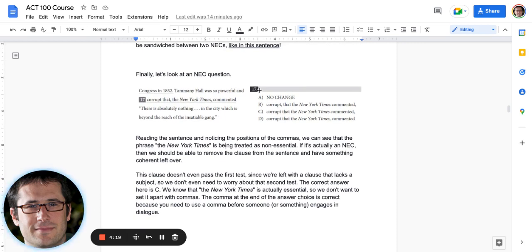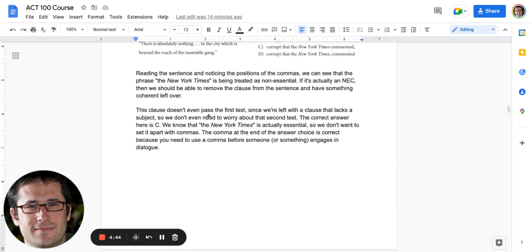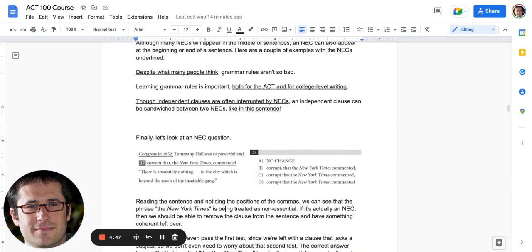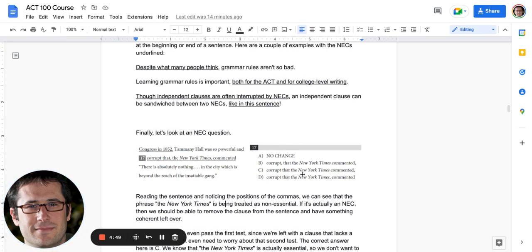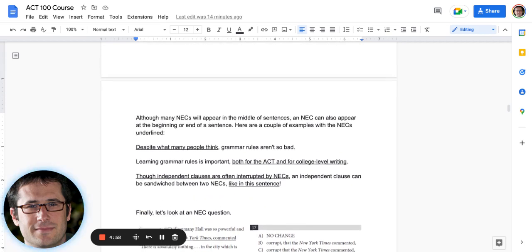Looking at the answers, Tammany Hall was so powerful and corrupt that the New York Times commented, comma, there is absolutely nothing in the city, and so on. C is the right answer because you don't need those commas there at all, but you do need a comma after commented to introduce or pause before the quotation comes in. So in general, when you see a lot of commas being switched around in the answer choices, there's a good chance you're dealing with whether or not something is a non-essential clause, and now you know how to test for it.